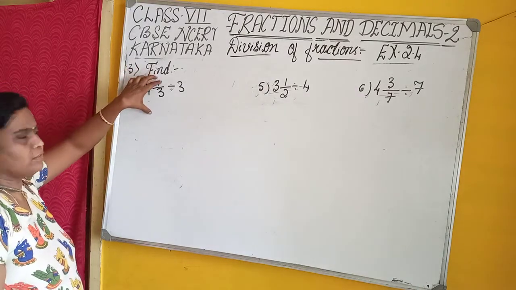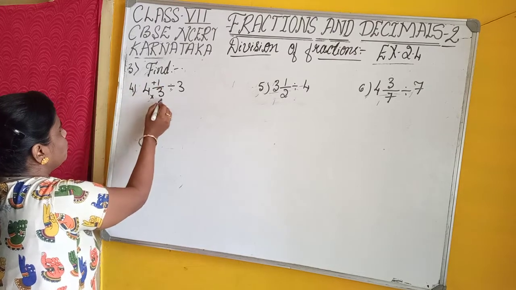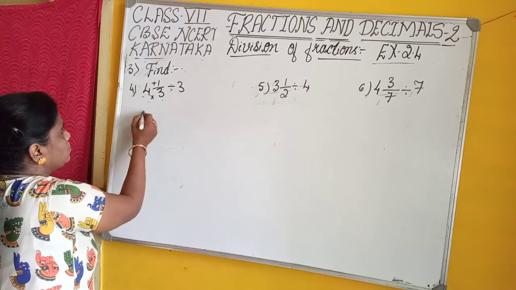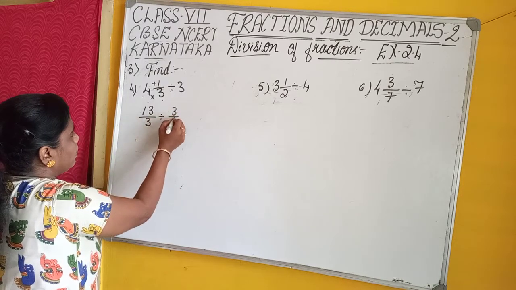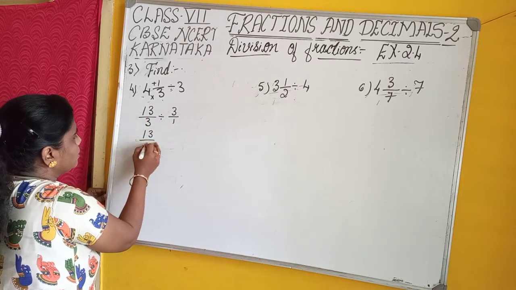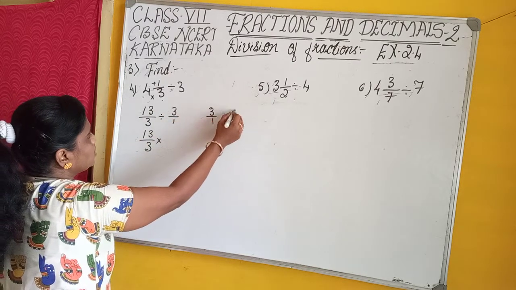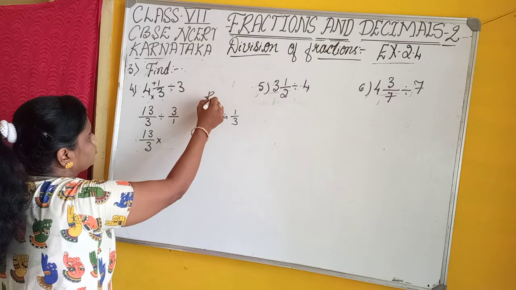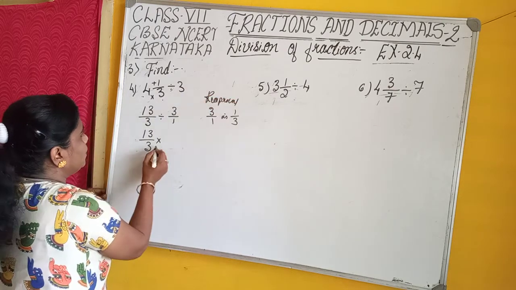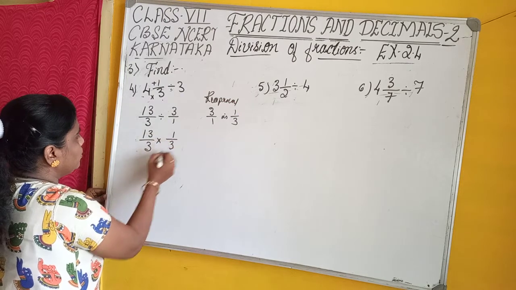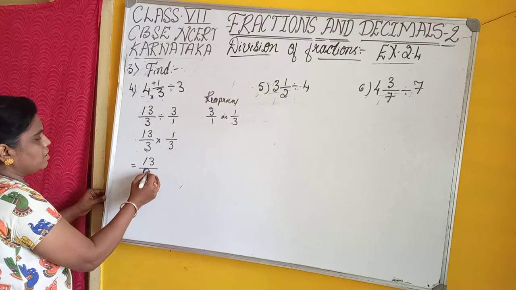First convert this mixed fraction into an improper fraction. 4 3s are 12, 12 plus 1 is 13 by 3, divided by 3 by 1. That is 13 by 3 into the reciprocal of 3 by 1, which is 1 by 3. While multiplying, we have to take the reciprocal. That is equal to 13 by 3 times 3 is 9, so 13 by 9.